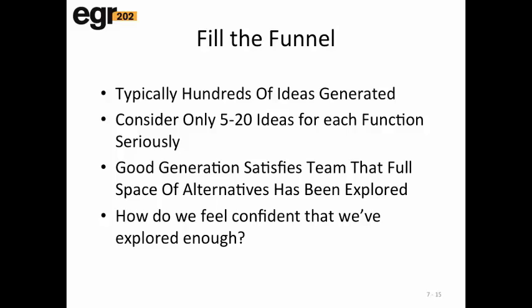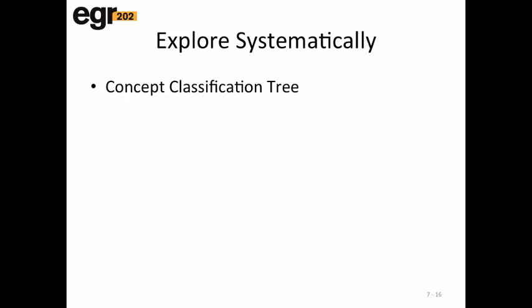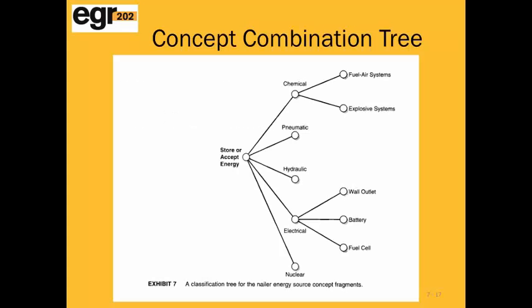And when you come up with lots of ideas, the question you might have is, when have I searched enough? Well, there are ways to look at the whole domain of what you're searching and see if you've searched all the possible branches. And by branches, I mean use something called a concept classification tree, which helps you explore systematically. Here's an example of one. This is a concept combination tree.